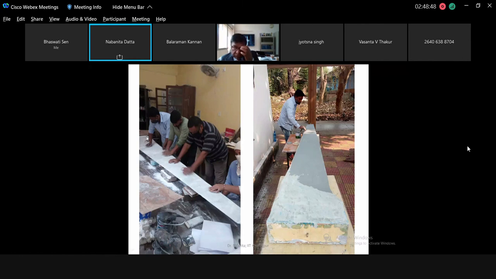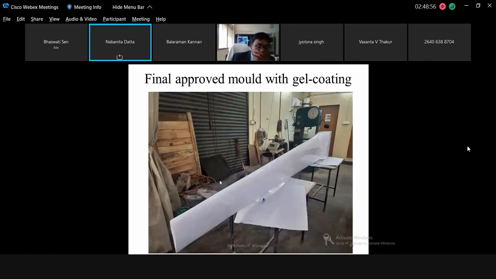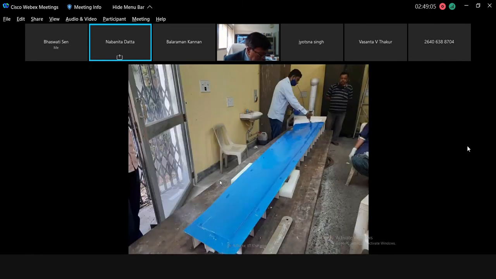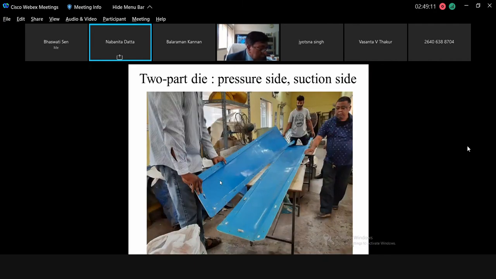You can see this is our marine construction lab, where the people working here are skilled in FRP fabrication. So the blade mold was ready. Now, the mold will not be the final blade. On this mold we made the die, which will help us in making the final casting of the blade. The final die looks like this. The two parts of the blade, the suction side and the pressure side, have two dies, and inside them we will make the final casting.